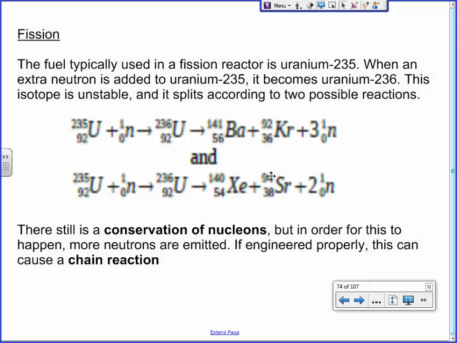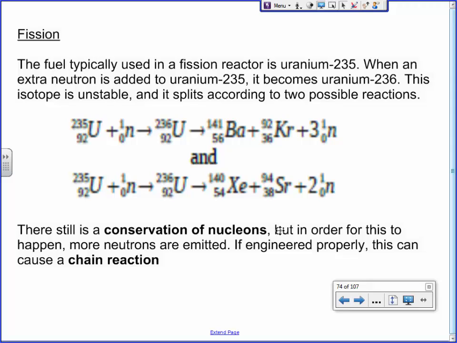And if you look at the way the math works out here, conservation of nucleons should be a thing, right? If you start with 92 protons, these two numbers here add up to 92. But look at the top. You're now up to 236 total nucleons. 140 and 94 don't add up to 236, and 141 and 92 don't add up to 236, because it actually spits out 3 or 2 more neutrons.